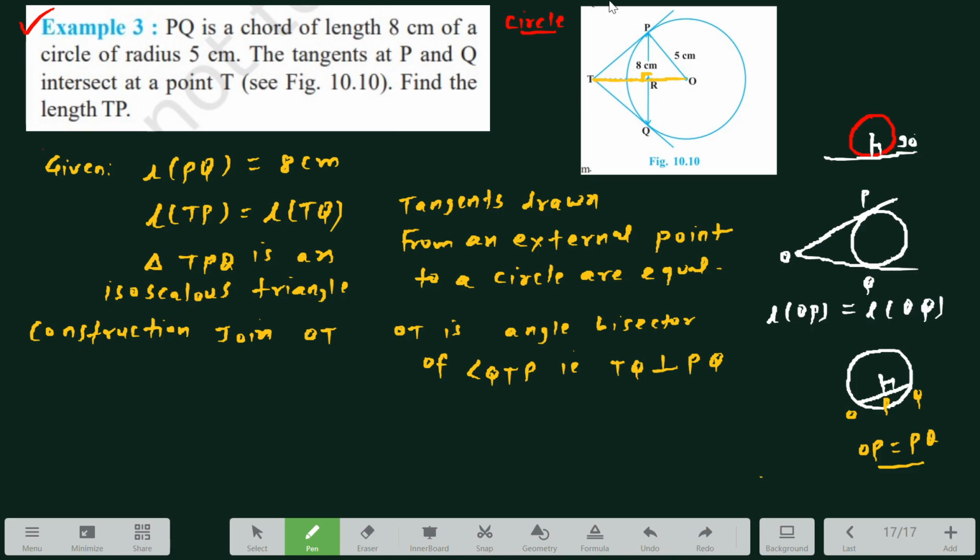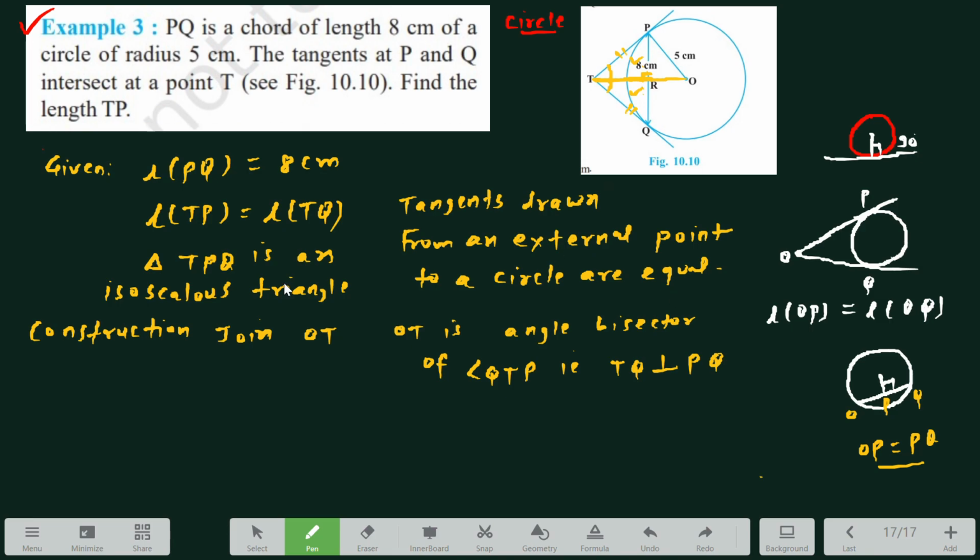Otherwise, you can also prove it, yes or no, by congruency: this length is equal to this length, this angle is equal to this angle, and this is the common side. So by SAS, we can prove that these two triangles are congruent to each other. So this will be equal to this. So that will be 90 degrees.